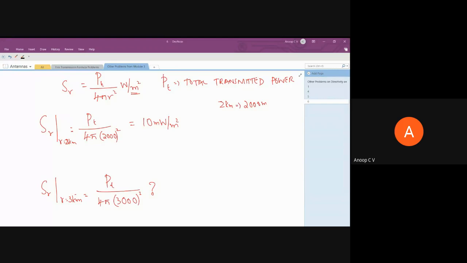Please find it out and tell me the answer. Yeah, what is the answer? Please find out the answer and type it in the chat window.